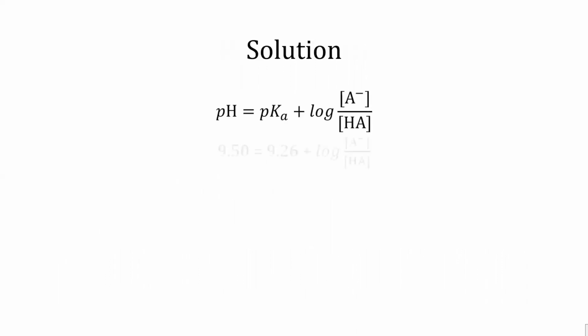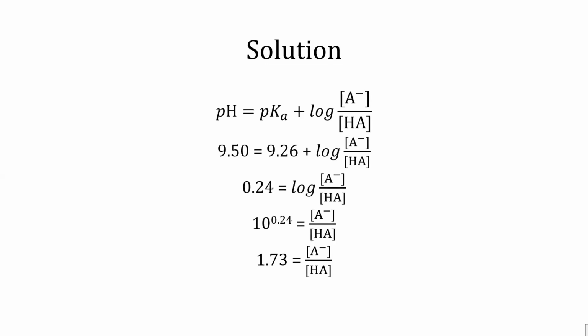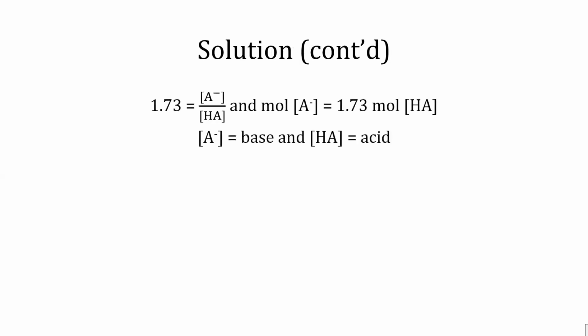The solution is that the ratio between base over acid is 1.73. Now we can rearrange. Since the volume is similar, concentration of A minus equals 1.73 times the concentration of HA, but will be expressed as moles.